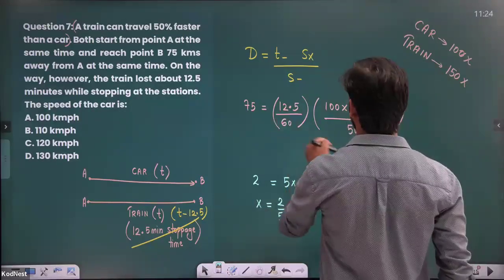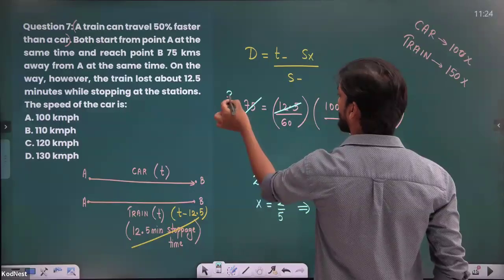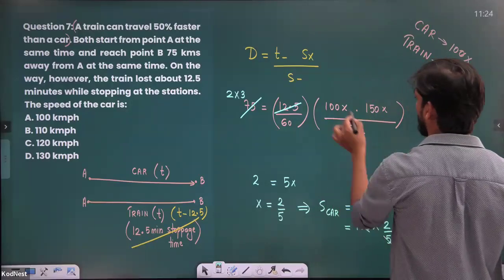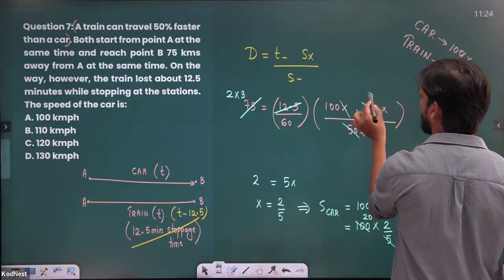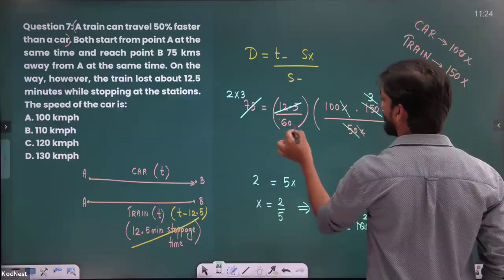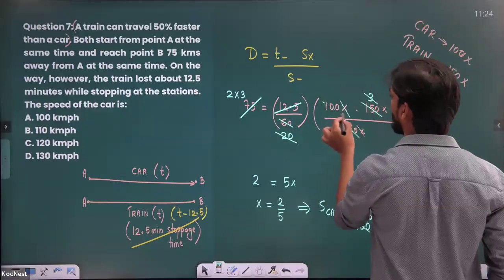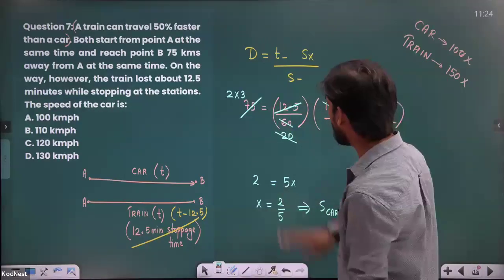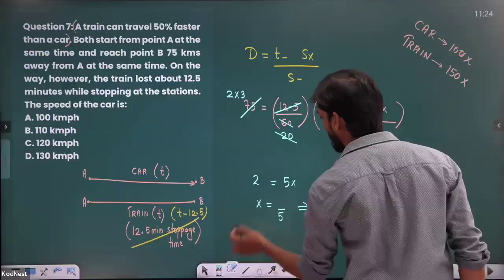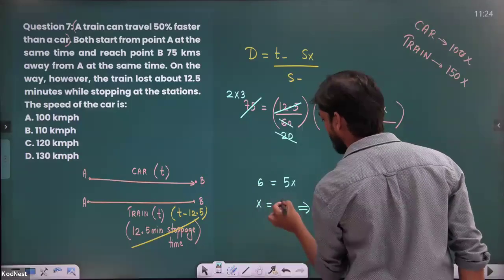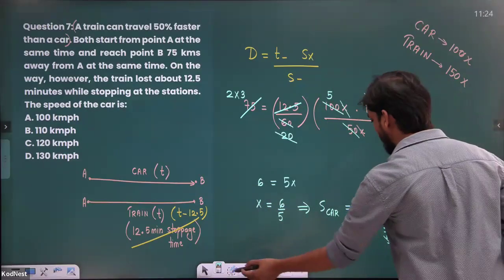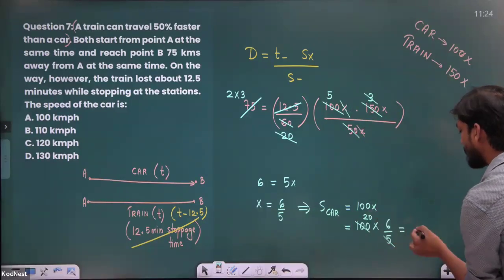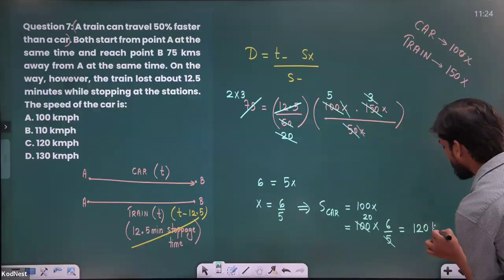All right. So 12.5, 25, 25 into 3, 75. Then 50 into 3. Then 3 into 20. And 20 into 5. Okay, 3 is cancelled by this, not by this. So 6 by 5 I will get. That means 20 into 6 I will get. So 120 kmph.